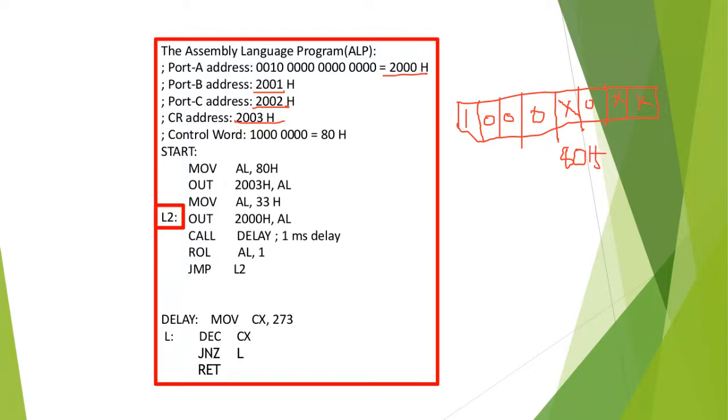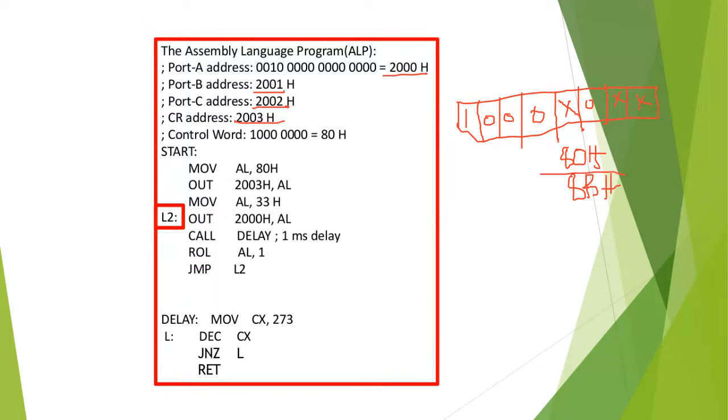1, then it will be 8BH. All right, so for the control word, both are okay.